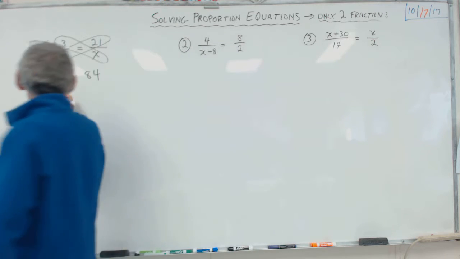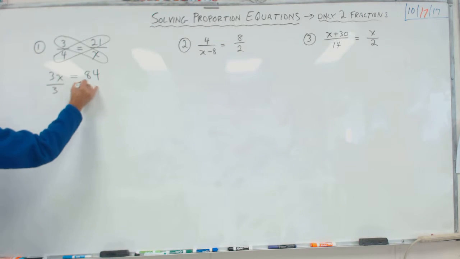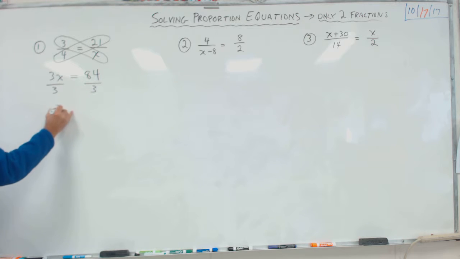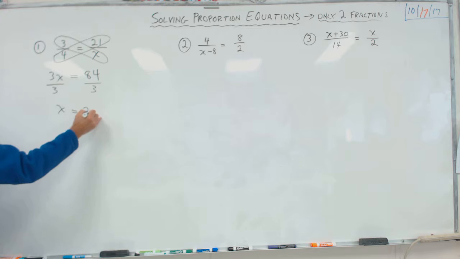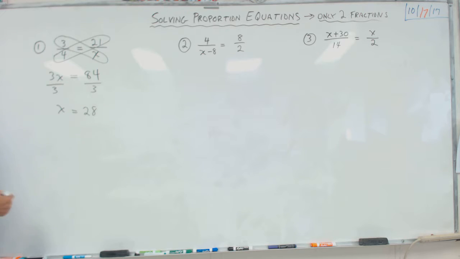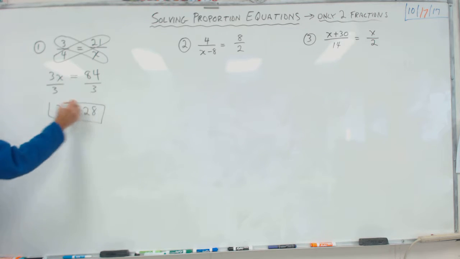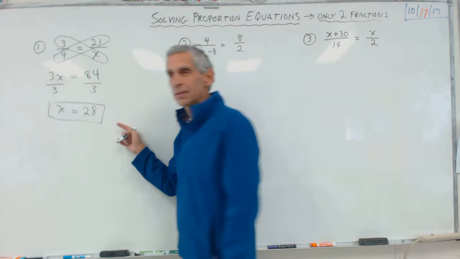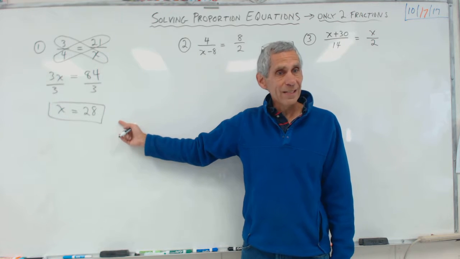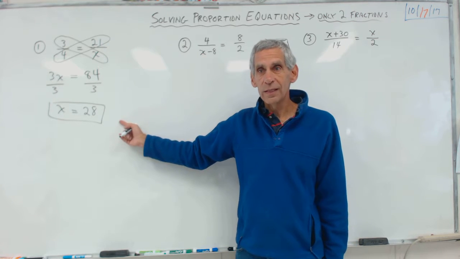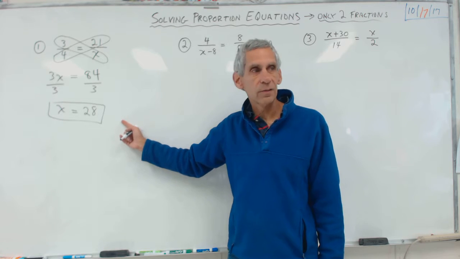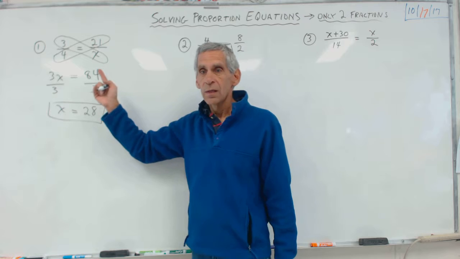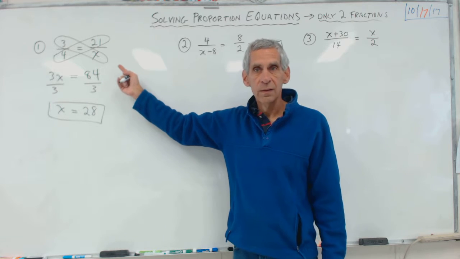Just divide by 3. That gives me x is equal to 3 goes into 8 twice with 2 left over, so 28. X is 28. Does that make sense? This is really easy, right?